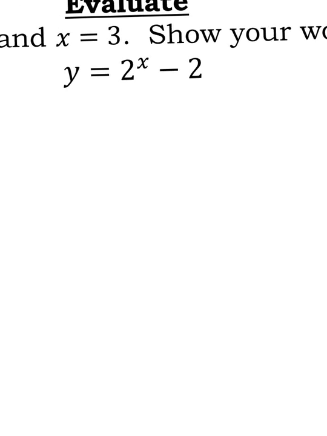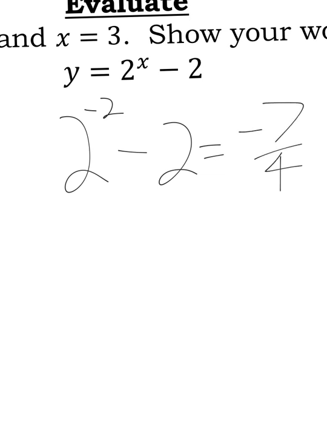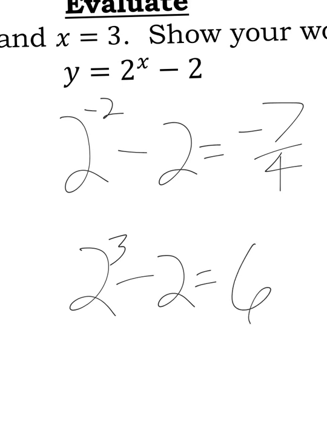Moving on, I have 2 to the power of x, so 2 to the power of -2. Remember, negative exponents don't mean negative numbers. They mean fractions. So our answer is going to be a fraction, not a negative number. Well, actually, in this case, it is a negative number because 2 to the -2 is 1 over 4. So it's saying 1 over 4 minus 2, and that's going to be -7 over 4. I got a little ahead of myself. But 2 to the power of 3 minus 2: 2 to the power of 3 is 8, and 8 minus 2 is 6. So there's that one.